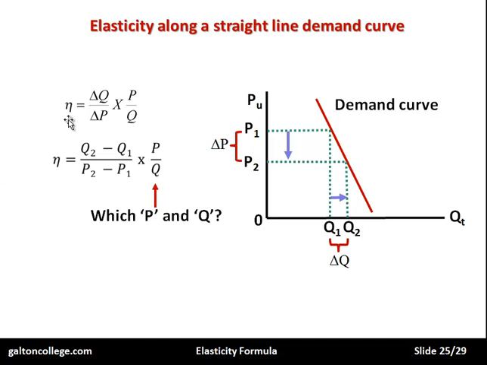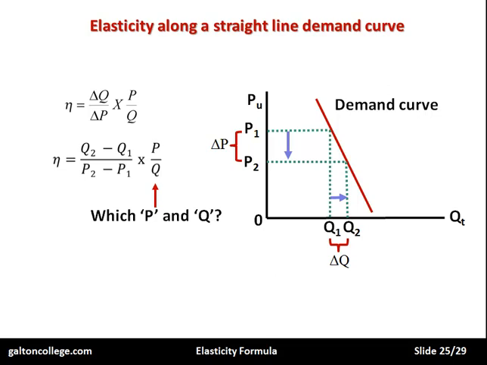We can work out the change in quantity. It's just Q2 minus Q1. The change in price is just P2 minus P1. So we have the change in quantity, Q2 minus Q1, change in price, P2 minus P1, times price over quantity. But which price and quantity? We've got P1 as one price, Q1, or do we have P2 and Q2? It makes a big difference. So we need to know which price we are going to take.